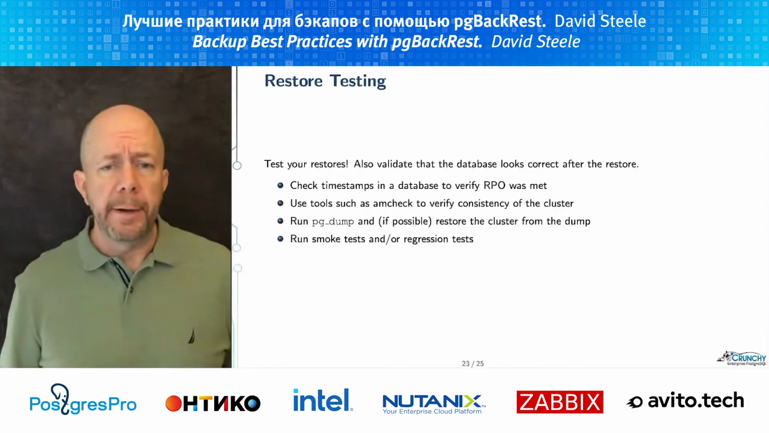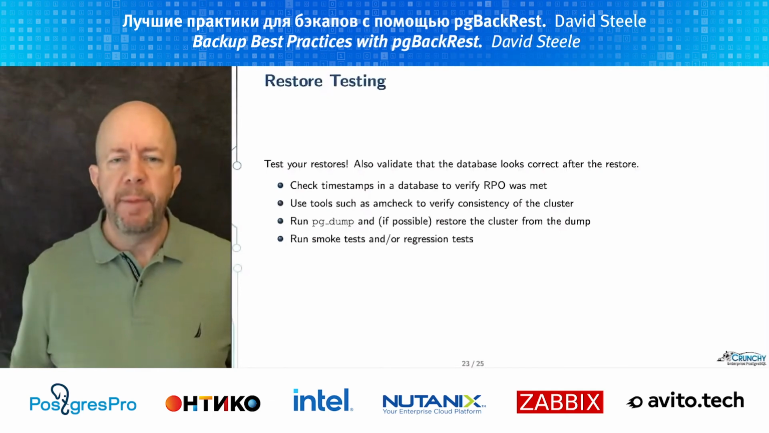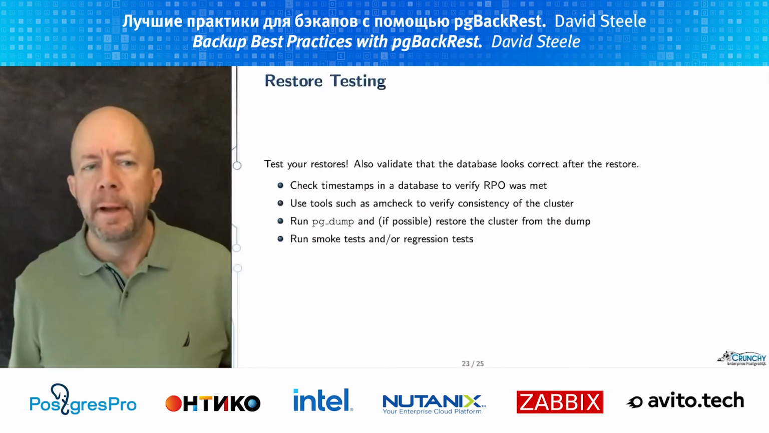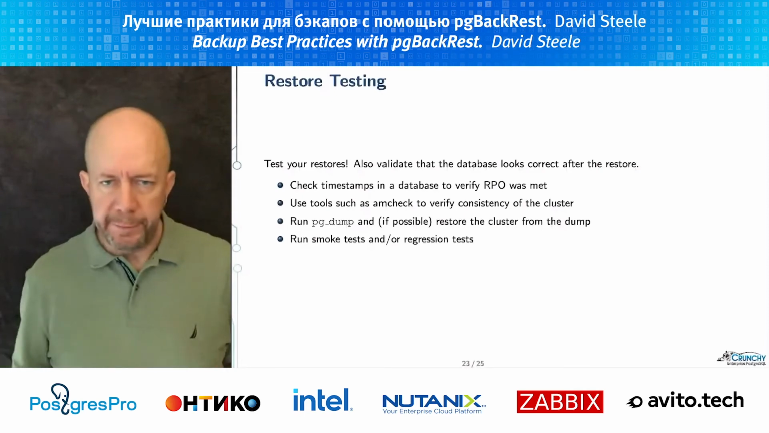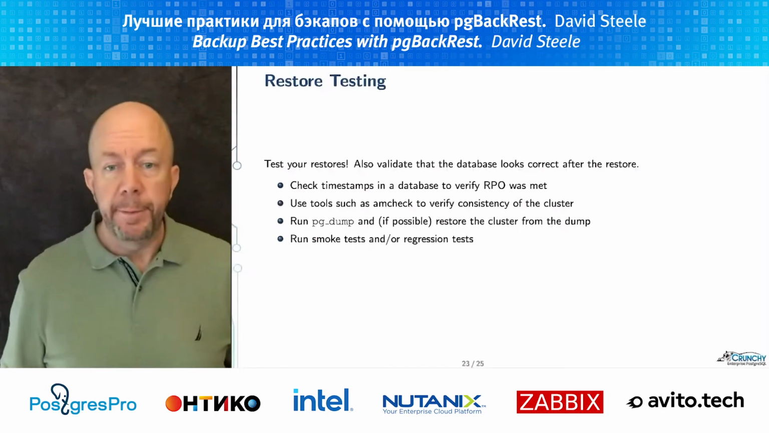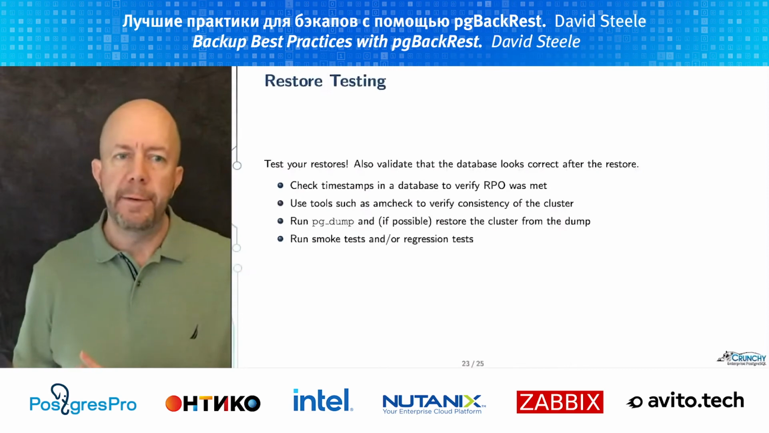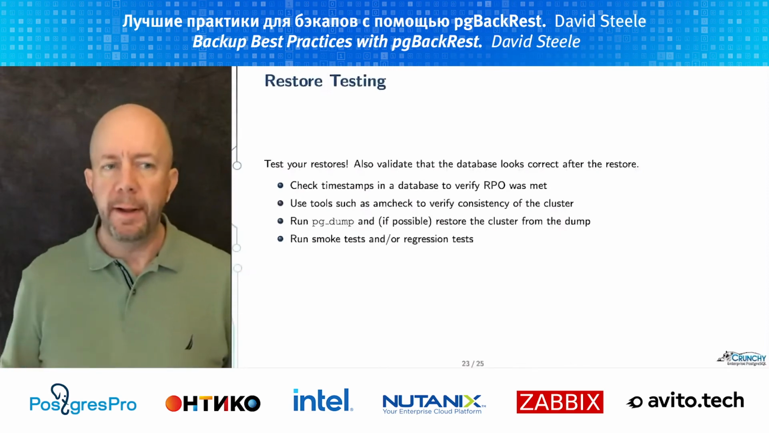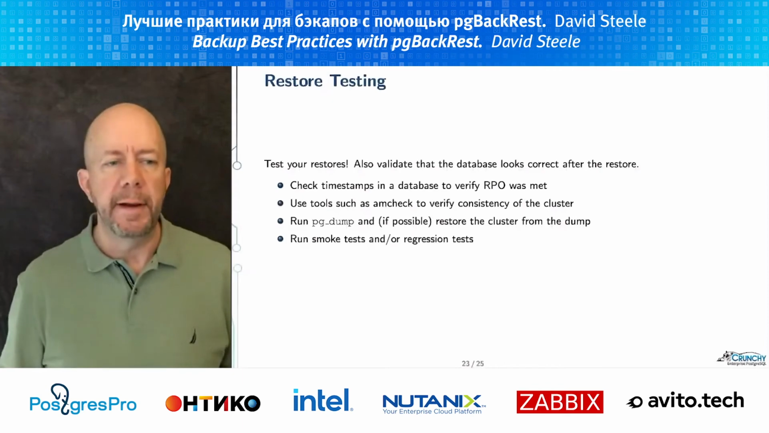Another thing you can do, which is fairly simple, is run a pg_dump, and if possible, restore the cluster from that dump. That'll let you know whether all your primary keys and foreign key relationships are good. This may not be possible if your database is particularly large, but at least I would recommend doing the pg_dump because it'll let you know that all the heap tables can be read at least, even if there are problems in the indexes.